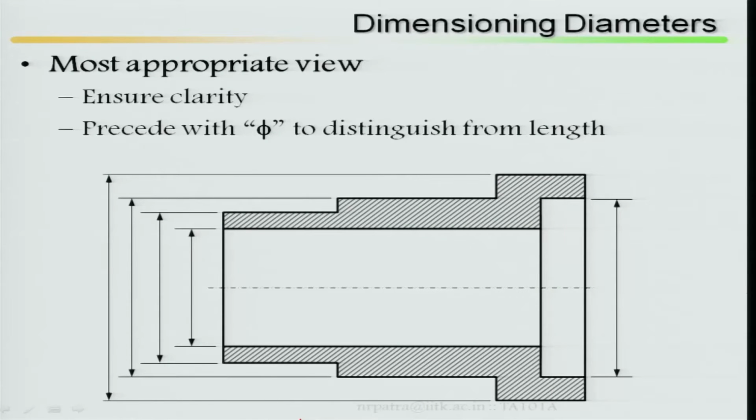Choose the most appropriate view, ensure clarity, and precede the diameter with phi to distinguish it from the length. Suppose this is a view; I have explained it, just review it. This phi means the drill diameter, and it should be preceded by phi to distinguish it from the length. That means it should come first, then your other lengths come forward. So here it is phi, this is a drill up to this, then there is a phi, this is the entire drill up to this. Phi is nothing but a drill diameter.